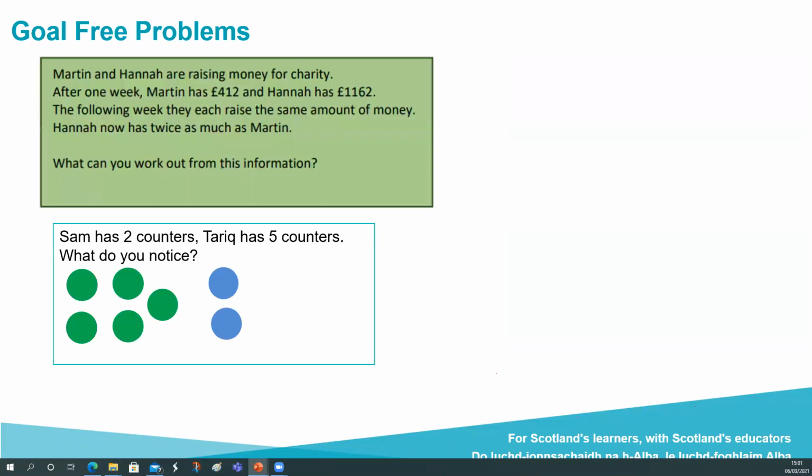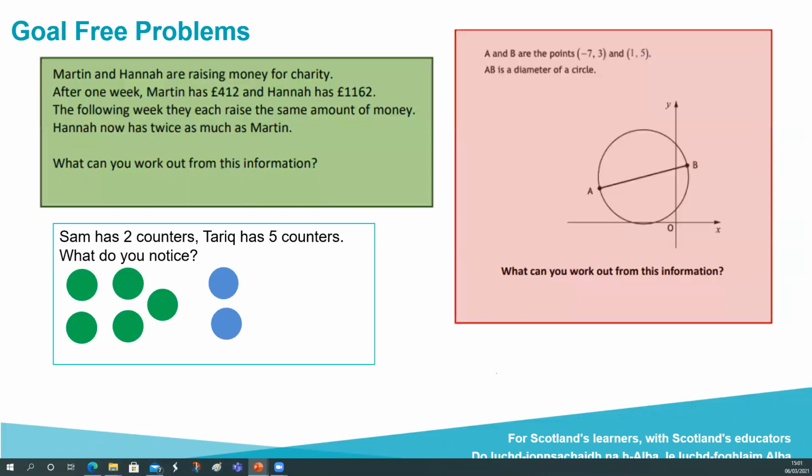Here are some different examples of goal-free problems that can be posed across different levels. Once you've given learners that chance to work out whatever they can, at that point you might want to introduce a specific goal question. Then they should realise how much they know and how much they can answer. They've already done a lot of the groundwork, and then it's that final tweak to get the answer for the question you've asked them.